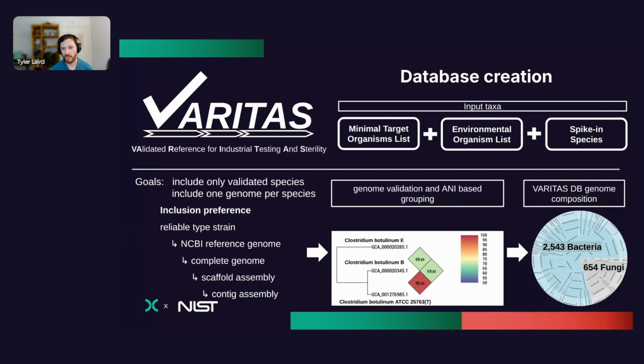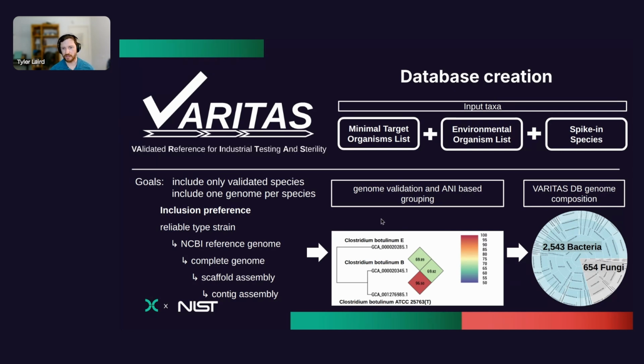production environment. And we also included several spike-in species, which are not related to sterility testing at all, but if you spike one of these organisms in to a sample, they can be used as internal controls in order to validate a particular workflow or address particular biases in a metagenomics pipeline.